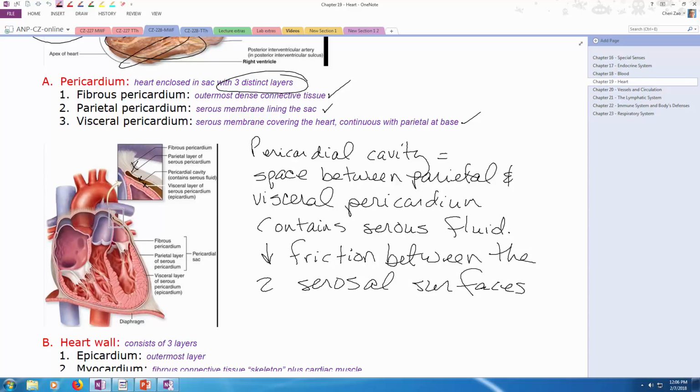It's called pericardial tamponade. And that's literally, that fluid is squeezing the heart muscle, causing it not to be able to distend or fill properly, and therefore eject its blood properly. So that's a really bad situation.